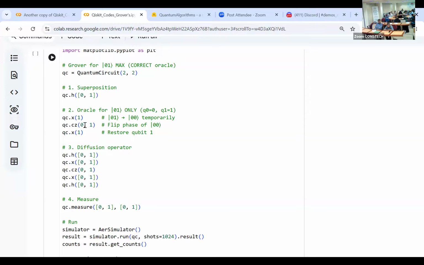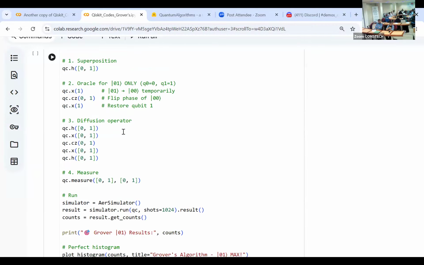After that, we're going to apply the CZ gate to make our state negative. So we're going to apply the CZ gate on the first qubit and second qubit. What will it do? It will be flipping the sign of the 1, 1 state. After that, again, we are going to apply the X gate. So this X gate and this X gate are basically going to cancel the effect of each other. So after this, our desired state, that is the 0, 1 state, is going to have a negative sign.